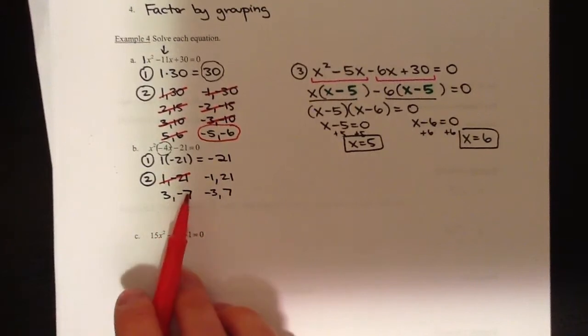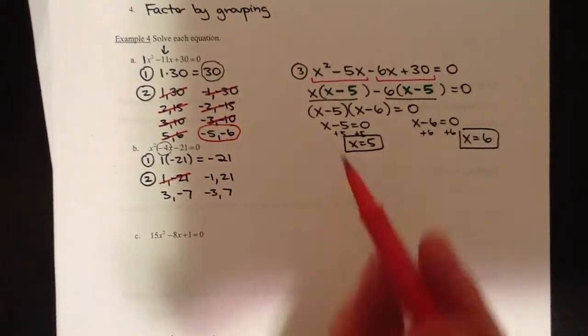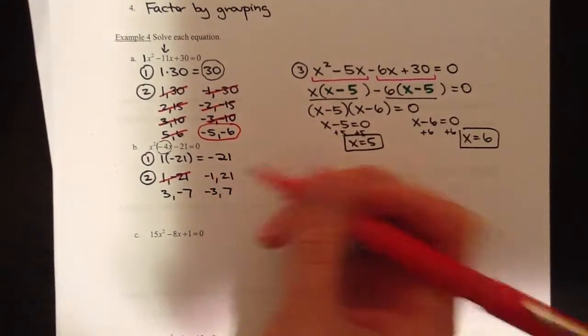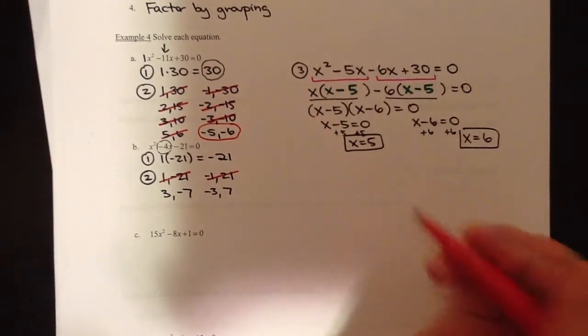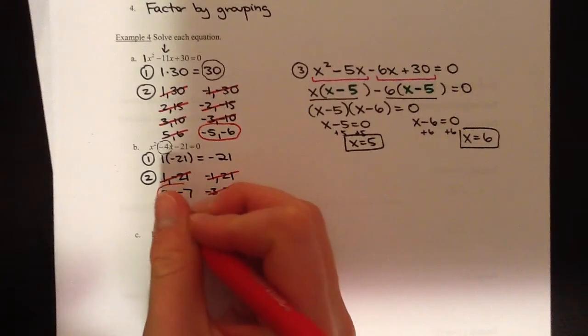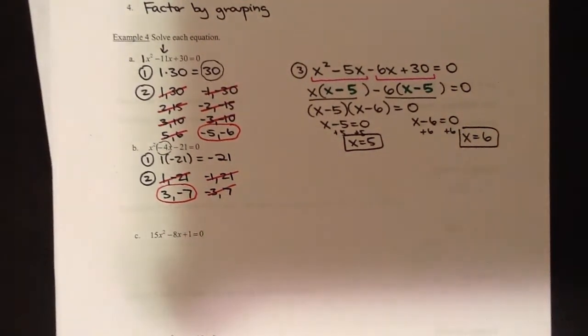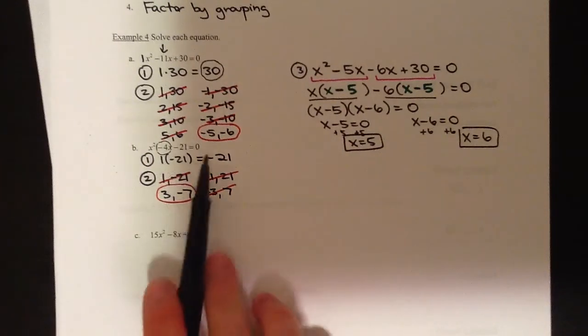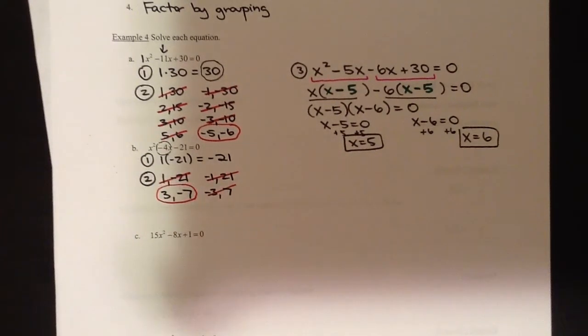So that seems good. Let's just eliminate the other ones to double check. Negative 1 and positive 21 is 20. That's out. And negative 3 and positive 7 is a positive 4. So we're good with this one, and that is the one that we end up using. So we've completed step 2. We found these two values that multiply to a negative 21 and add to a negative 4.